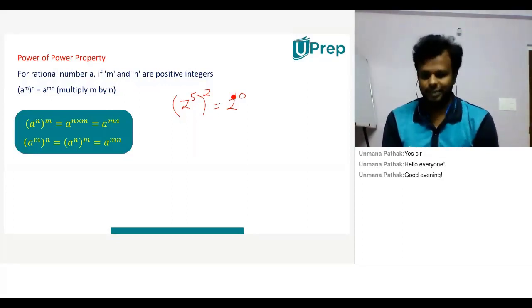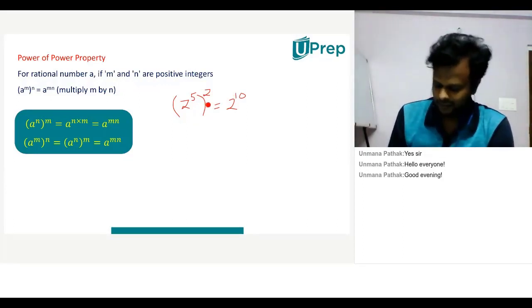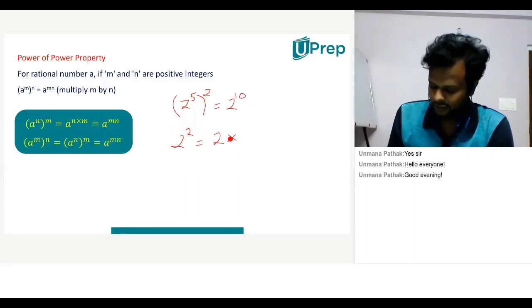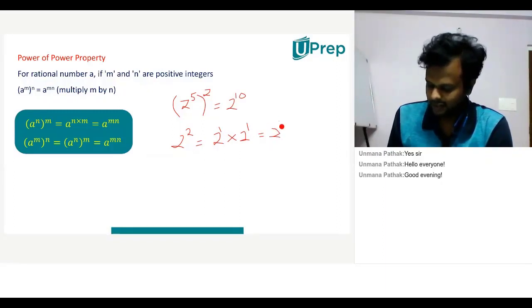Now, to explain this, let me put it in a simple way. 2 power 5 square means what? 2 square is what, children? 2 square is 2 into 2. Yes, 2 into 2 is 2 power 1 into 2 power 1. And then because the bases are same, when we add the powers, we get 2 to the power 1 plus 1. So that becomes 2 square.